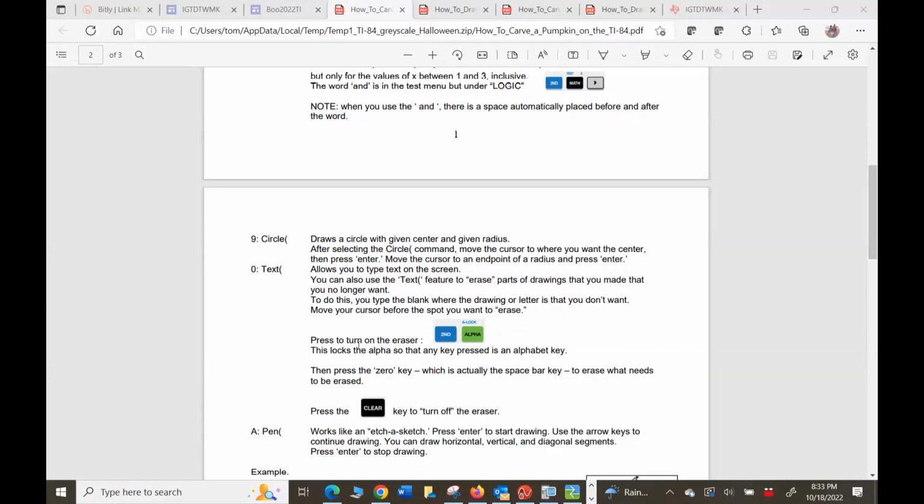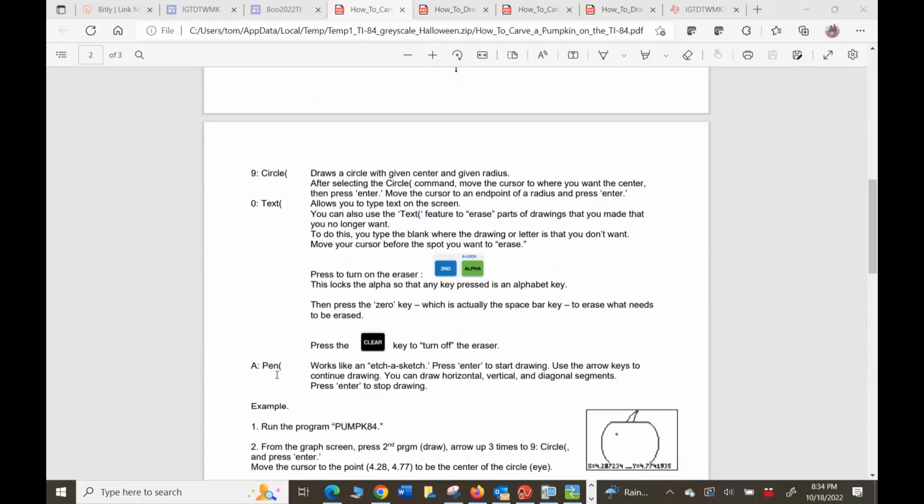The way you use the eraser is you press 2nd Alpha to lock the alpha key, and then move your cursor to what you want to erase, above where you want to erase, and keep pressing the 0 key, because the 0 key is really the blank space. So it's typing a blank space on top of something that you didn't want there, and then you can go back and put something on top of it. So the text feature is a way to use the eraser. Try that. Maybe I'll show that in a minute.